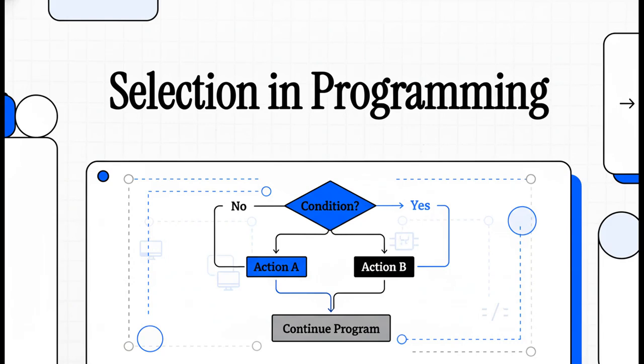All right, if you're getting ready for your GCSE computer science exams, we've got to talk about something super important. One of the three big ideas in programming: selection. Trust me, by the end of this, you'll have it down. Let's get right into it.